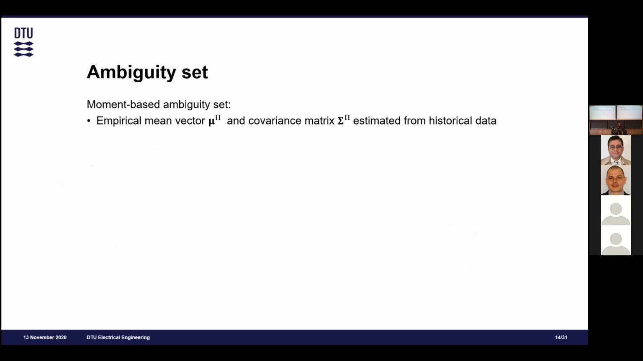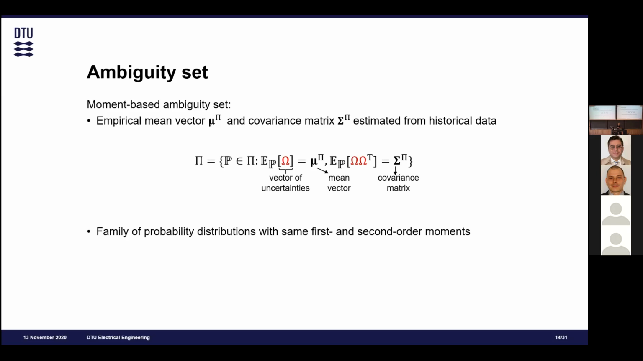And the size of the pi can be seen as a degree of freedom for the system operator to tune the conservativeness. And the two main methods to build such an ambiguity set are metric-based and moment-based. We focus on moment-based. So we estimate the empirical mean vector mu and covariance matrix sigma from historical data. And then the moment-based ambiguity set pi here is defined as all probability distributions with the same first and second order moments, mu and sigma. And pi then contains the family of distributions with the same first and second order moments. And without loss of generality, we can assume that the mean of wind power forecast errors is 0.